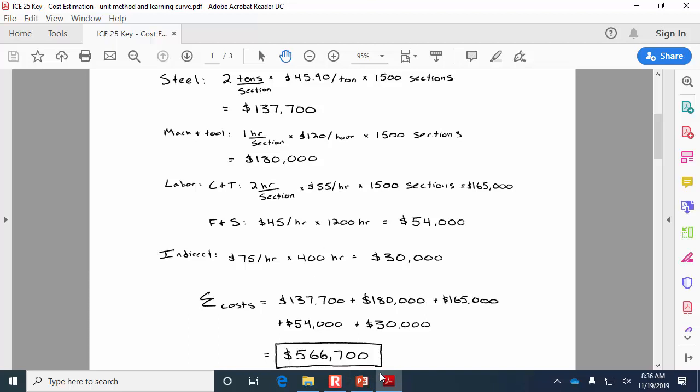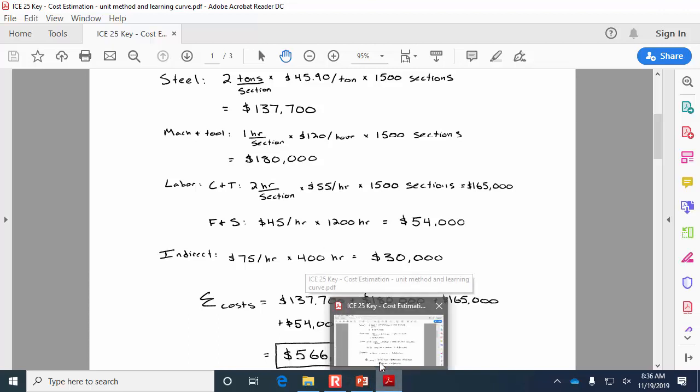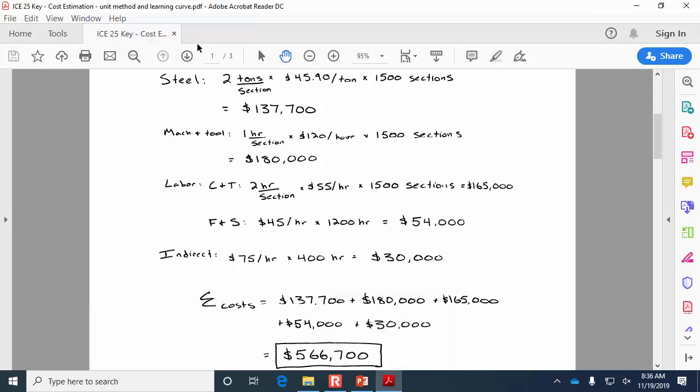So the unit method, there's an infinite number of word problems that can be created that rely on the unit method, but are there any questions about this example? Did anybody else get to $566,700? All right.